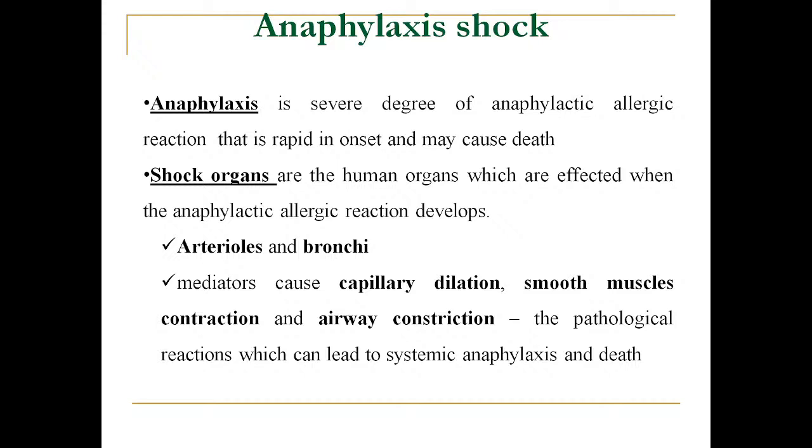They include arterioles and bronchi. Mediators cause capillary dilation, smooth muscle contraction, in bronchus, for example, and airway constriction. These are the pathological reactions which can lead to systemic anaphylaxis and death because of airway constriction. It can cause death of the patient within some minutes. Anaphylactic shock is a very dangerous state of allergy.